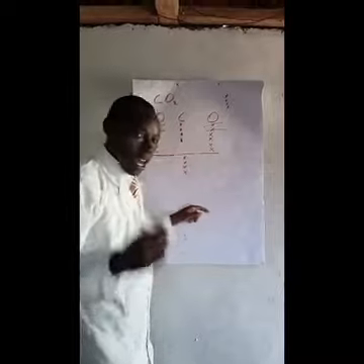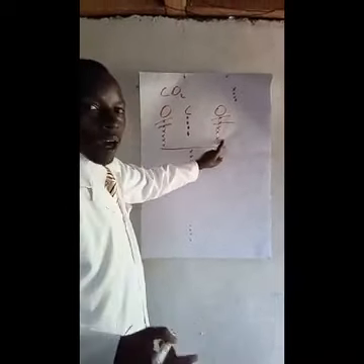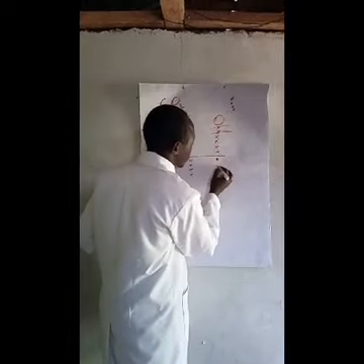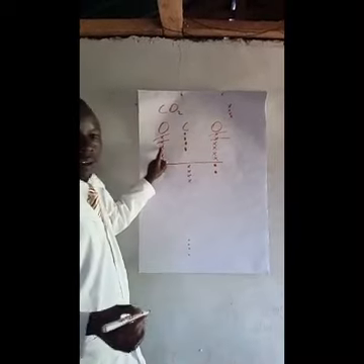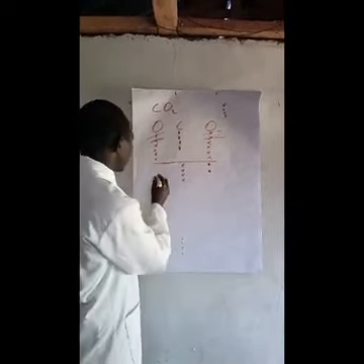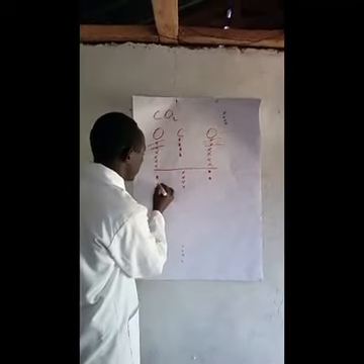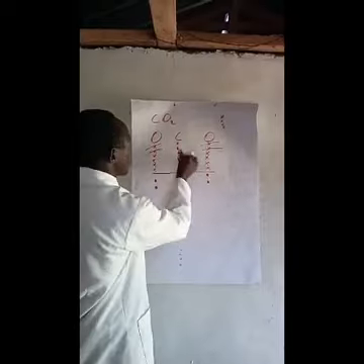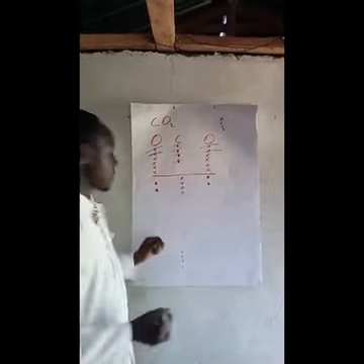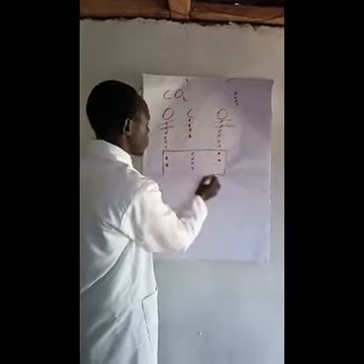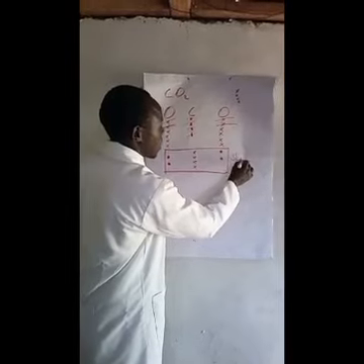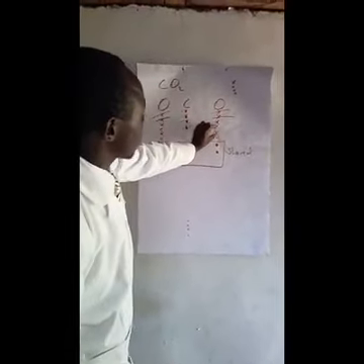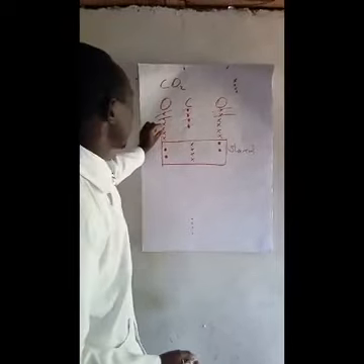Now, this oxygen requires 2 dots, and this one requires 2 dots also. So you have 1, 2, 3, 4, and all the dots are crossed. So this contributes the shared pairs of electrons. The rest become lone pairs.